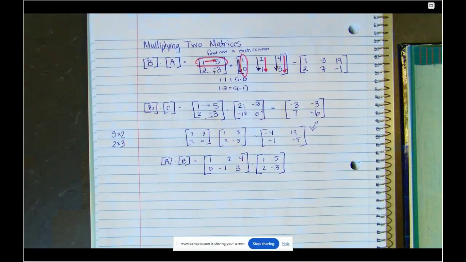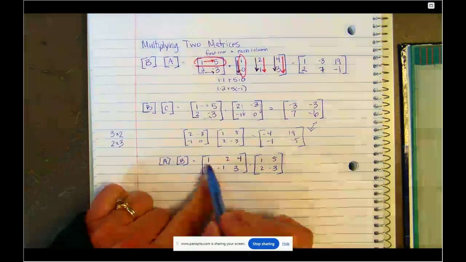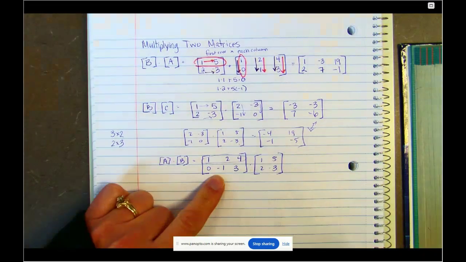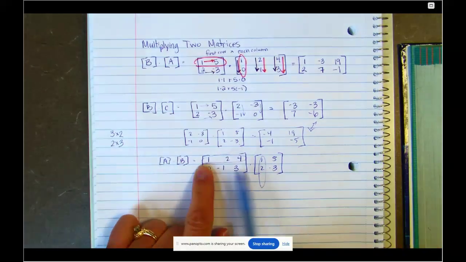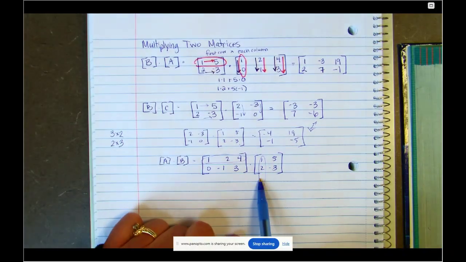Now, I'm telling you, you can't multiply this. My question to you is why? Because there's nothing to multiply with. Right? There's nothing to multiply. Like here, I've got to multiply the 1 and the 2, but there's nothing here.